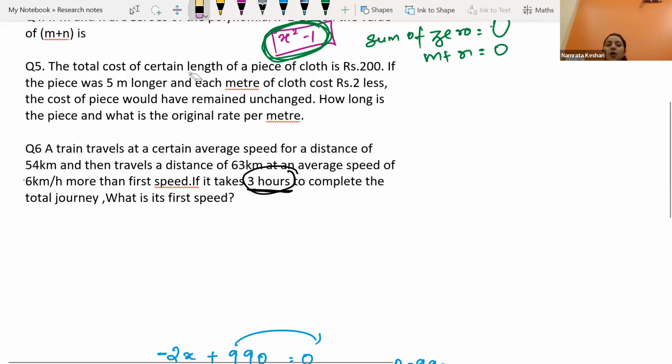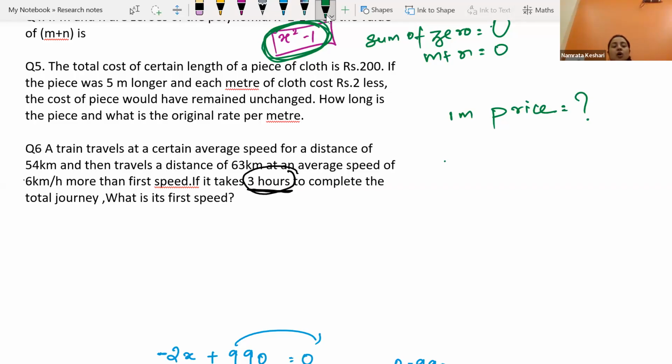here the total cost of a certain length of piece of cloth. Think about it. Whenever we go for buying anything, a pen, or maybe a piece of cloth, what do we ask? What is the price for 1 meter, and how many meters do we want? What is the exact measurement we need to buy? These two things are very important. Accordingly, the price is determined.